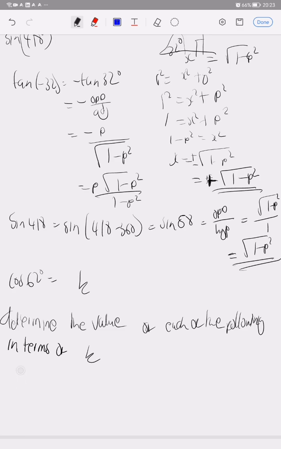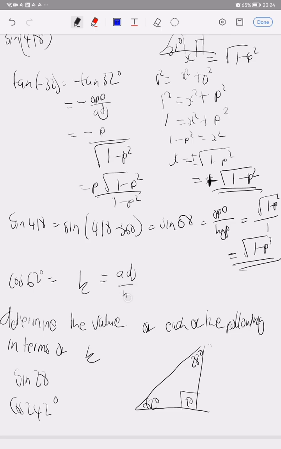Let's say they give us sine of 28 and cos of 242. So what do I do? Remember, we always start with the triangle, a right angle triangle. So I'll have 90 degrees here, and the angle that they gave me, 62. If I have 62 here, I should have 28 here. Yes, 28. Remember, cos is just adjacent over hypotenuse.